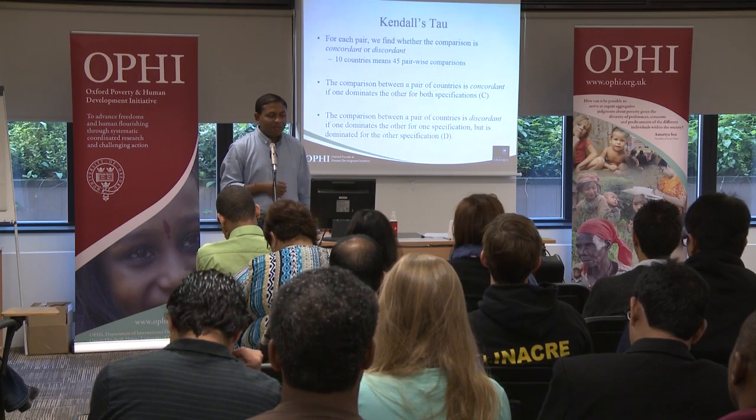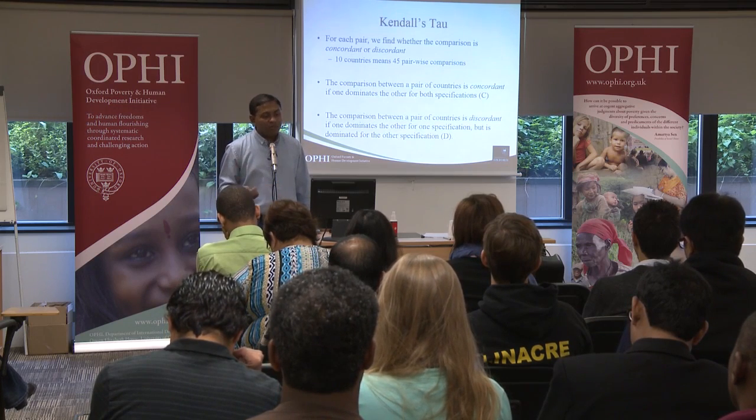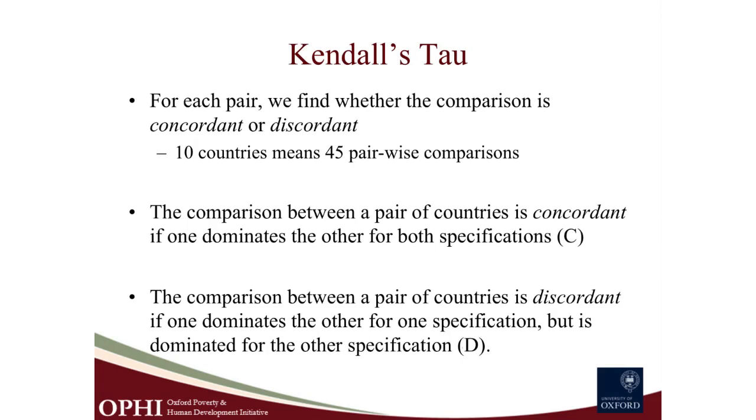So, here when we are doing Kendall style, what we do for each pair. 10 countries means 45 comparisons, 10 multiplied by 9 divided by 2. So if you have 100 countries, 100 times 99 divided by 2, that many pairwise comparisons. Kendall's tau actually depends on the pairwise comparisons for each pair.